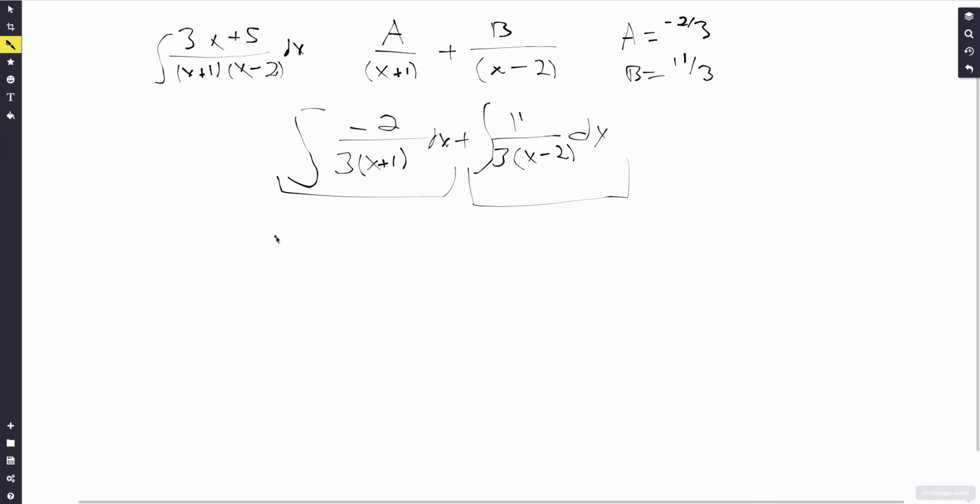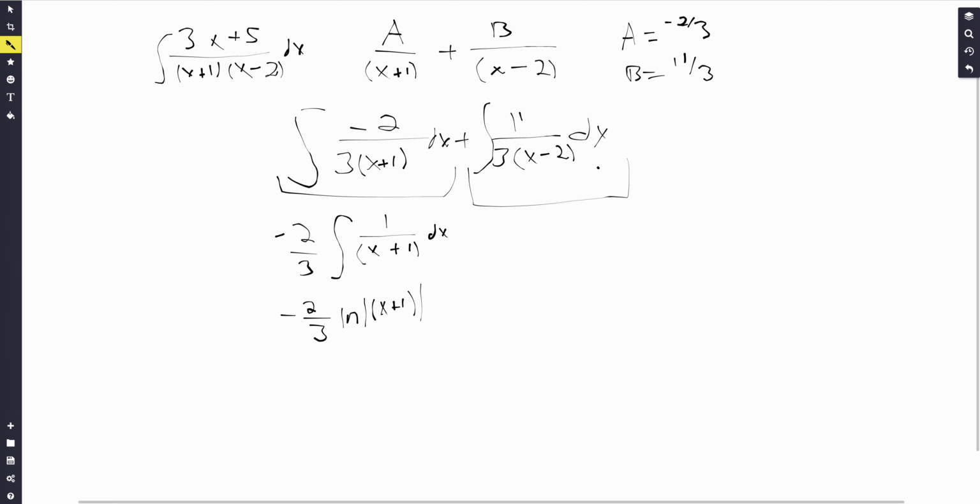Okay, so let's first do this one. So negative 2 thirds would come to the front, and that would be 1 over (x + 1) dx. And whenever we have a fraction like this with 1 over (x + 1), we know we have to use our natural log. So this would simply be negative 2 thirds natural log of the absolute value of (x + 1). Okay, we have this one.